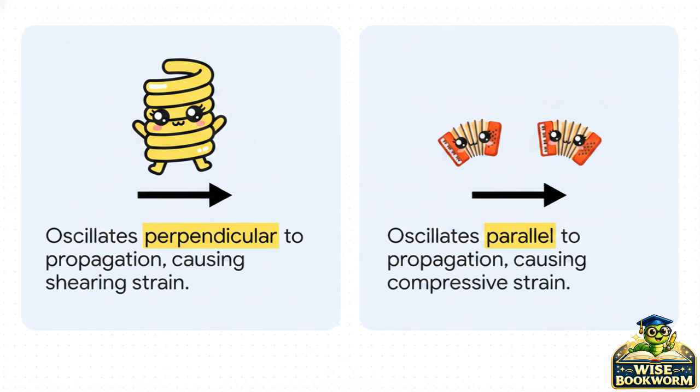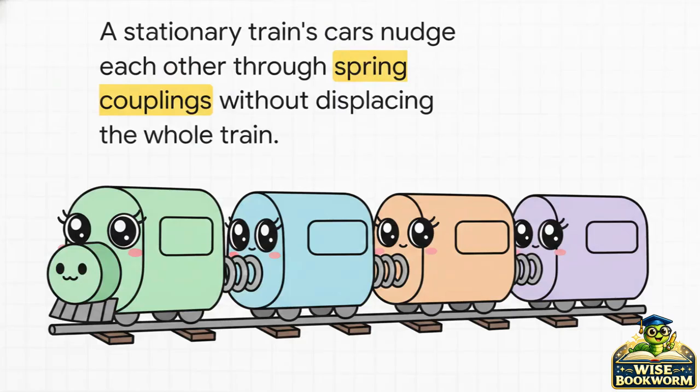On the flip side, we have longitudinal waves. In this case, the particles oscillate parallel to the wave's path, creating compressive strain. This is exactly how sound waves travel through the air, creating little pockets of high and low pressure as they go. If that longitudinal movement is kind of hard to visualize, I absolutely love this real-world analogy.